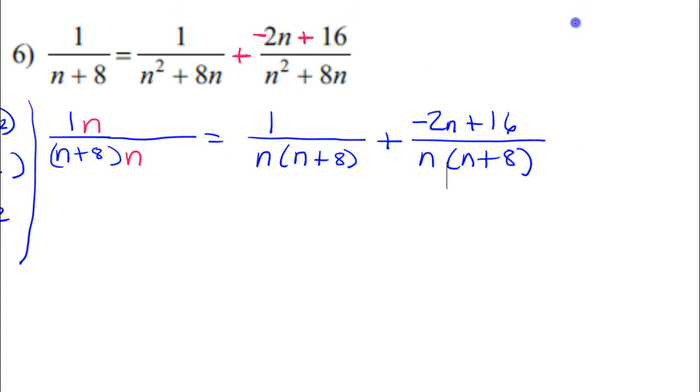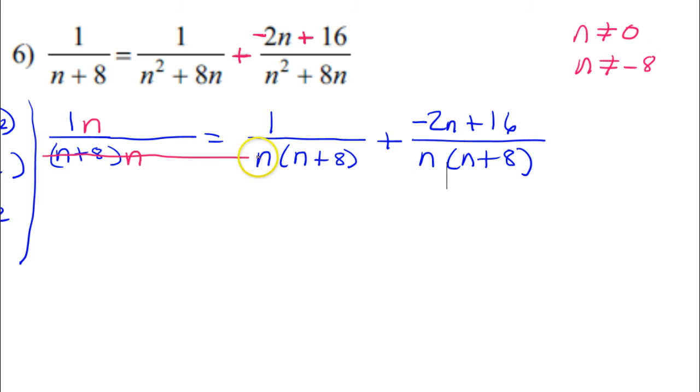But real quick, let's talk excluded values. n cannot equal 0. n cannot equal negative 8, because of the n and the n plus 8: set that equal to 0 and you get negative 8. Can't divide by 0.